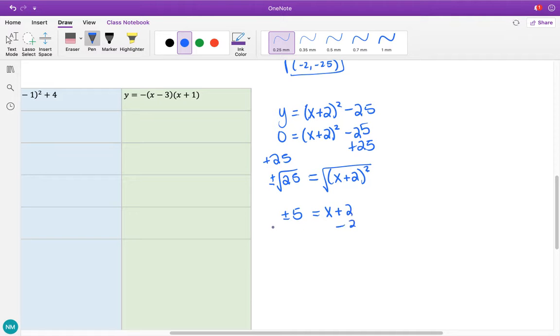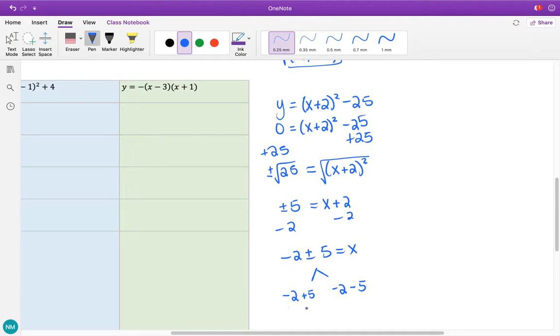And then I subtract 2. So I get negative 2 plus or minus 5 equals x. And then when I split, I get negative 2 plus 5 and negative 2 minus 5. Negative 2 plus 5 is 3, and negative 2 minus 5 is negative 7. So x equals 3, x equals negative 7.